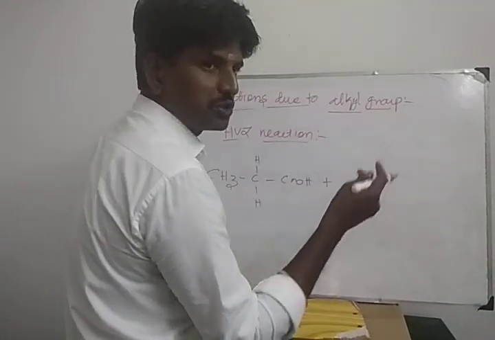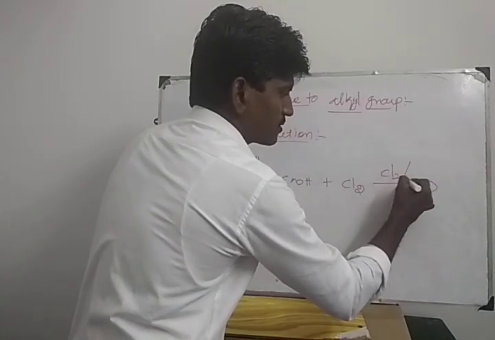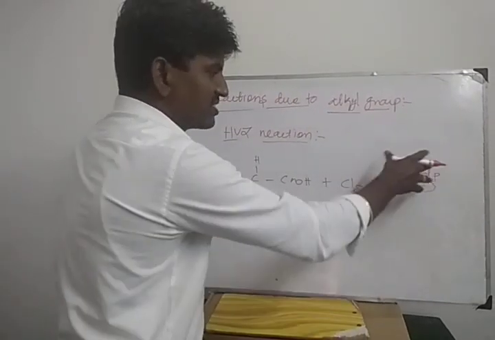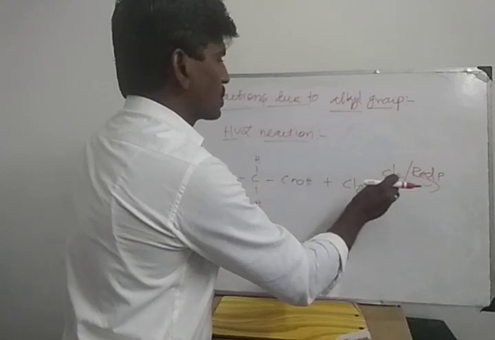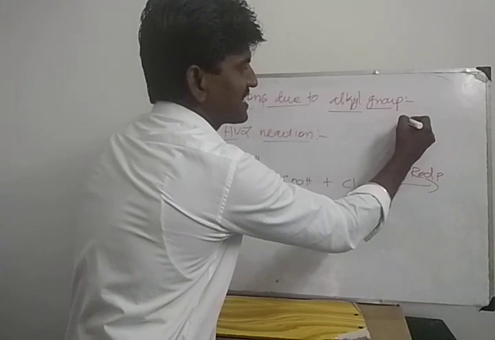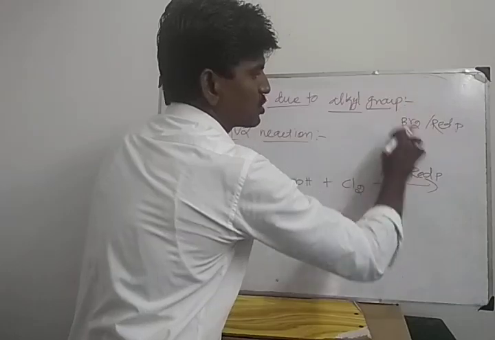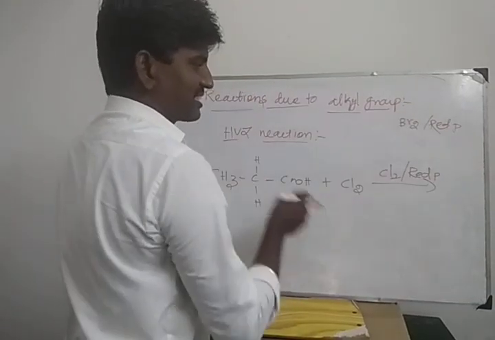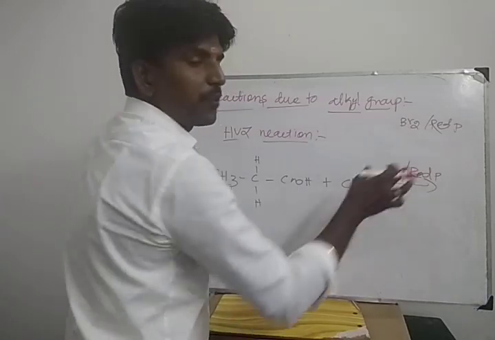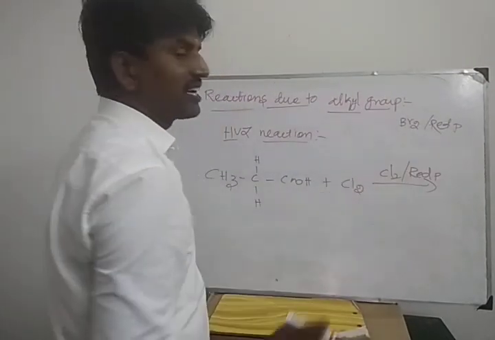I am going to do chlorination. So chlorination means reacting with chlorine. This is the HVZ reagent, Cl2. If you want to do chlorination, we have to add Cl2 and red phosphorus. If you want to do bromination, what's the reagent? Br2 and red phosphorus we have to add. This Br2 and red phosphorus gives bromine to the reactant. Here the HVZ chlorinating reagent, Cl2 and red phosphorus, gives chlorine to the reactant.